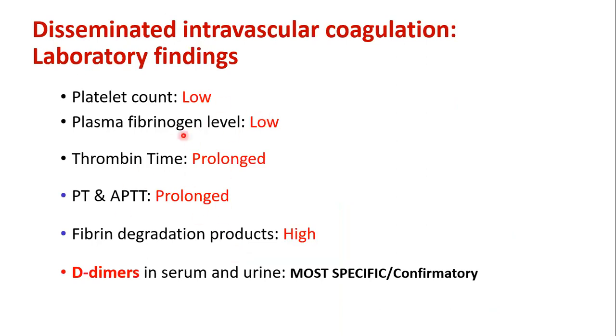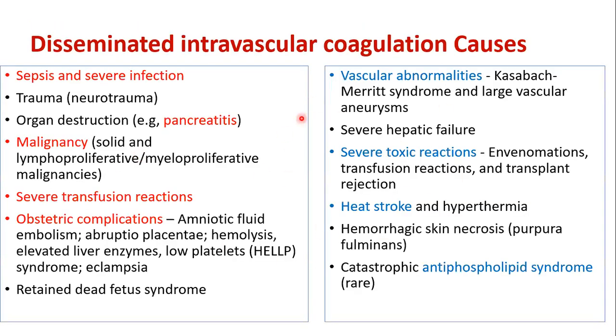Because these are all low and prolonged, the only high value is fibrin degradation products, because the fibrin mesh which is formed is destroyed by the plasmin fibrinolytic system. The byproduct is high, and sometimes more specific and confirmatory is the D dimer level. D dimer is also high. In fact, the best example for now among the causes is COVID-19. A good number of patients are dying because of DIC.